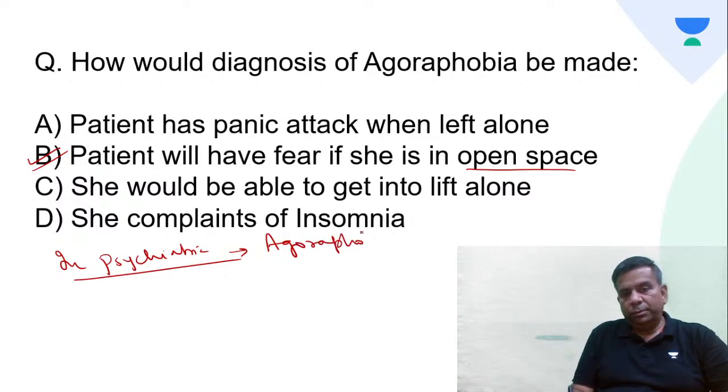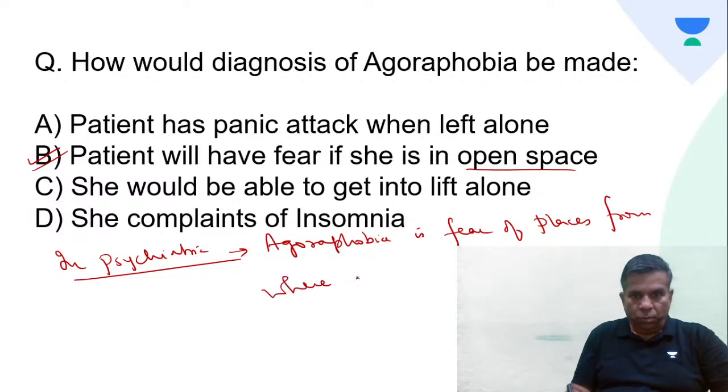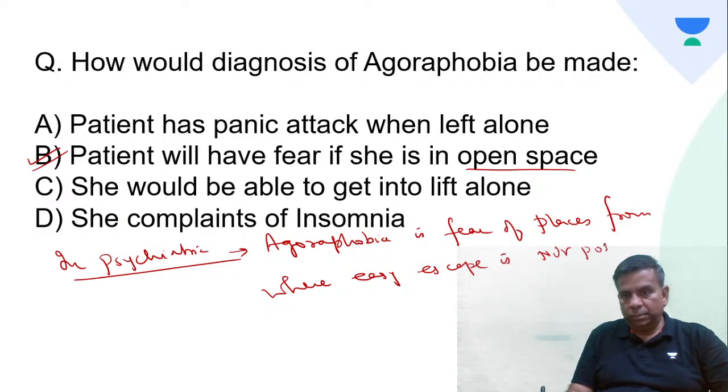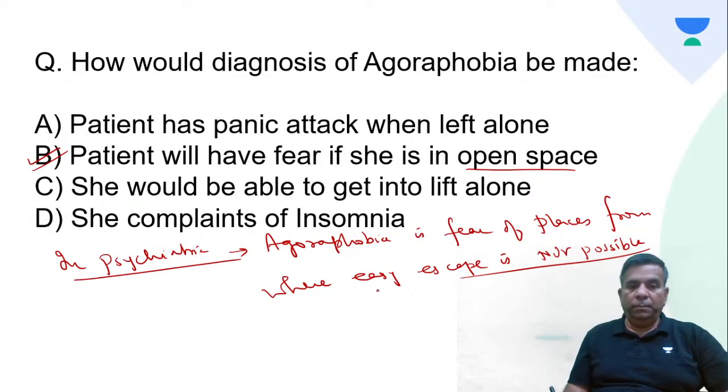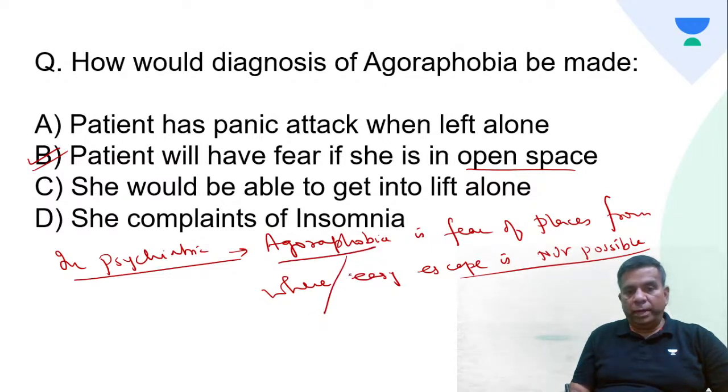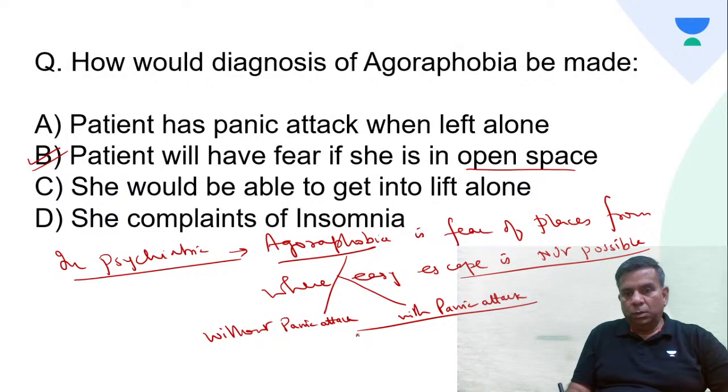agoraphobia is fear of places from where easy escape is not possible. It could be an open space, it could be a closed space, any space, it will be called agoraphobia. It is of two types: without panic attack, with panic attack. So with or without panic attack. Okay.